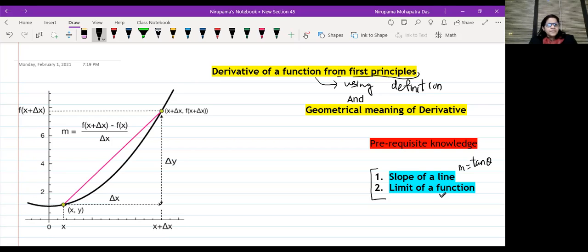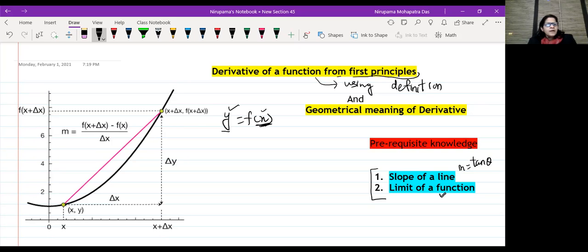Basically derivative of a function is with respect to another function. Since we are going to study the definition only, whenever we have y equal to f(x), y is a function of x, so we take the derivative of the function with respect to x. That is what we are going to focus on in today's class.